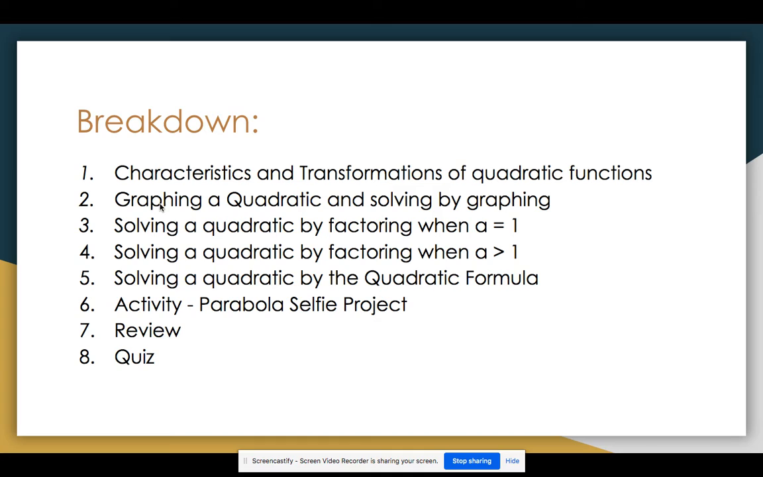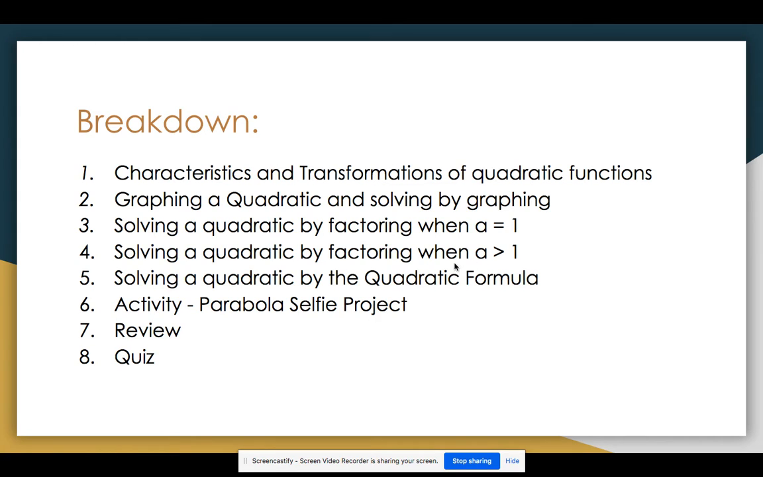Then we're going to jump into actually graphing a quadratic and identifying the characteristics as we did in day 1, and how to solve by graphing and what that actually means. Day 3 and day 4 are very similar. We're going to solve a quadratic by factoring. The first day, day 3, is going to be when a equals 1, and day 4 is going to be when a is greater than 1. Now, day 3 and 4 go back to our diamond problems. Okay, we're just going to add one extra step on to the factored form.